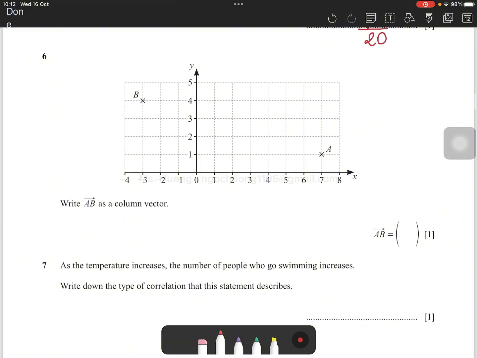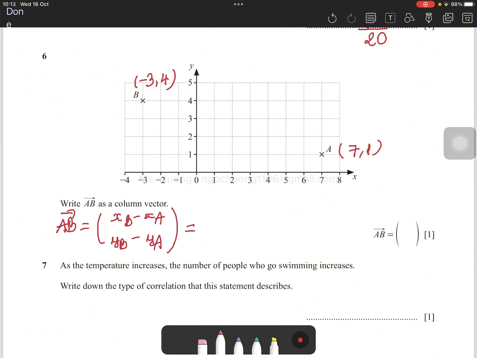Question 6. Write AB as a column vector. You know that the coordinates of A is (7, 1), and the coordinates of B is (-3, 4). And the vector AB is equal to (XB minus XA, YB minus YA). XB is -3 minus XA, which is 7. YB is 4, subtract YA, which is 1. So the answer is (-10, 3).